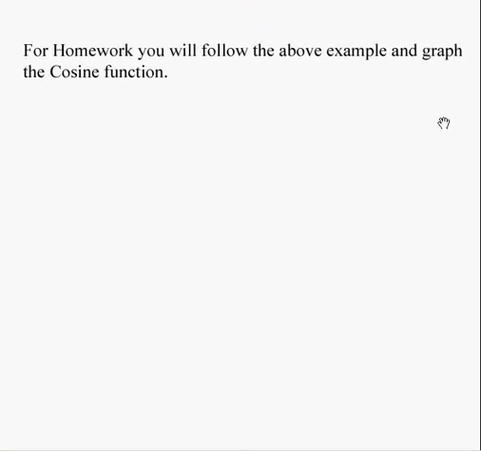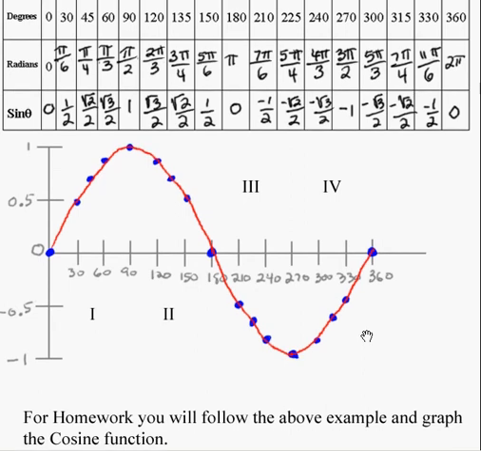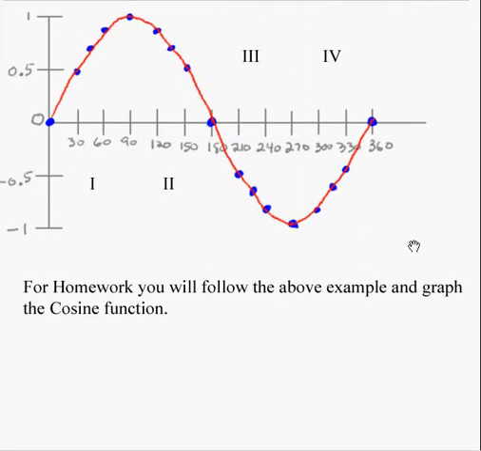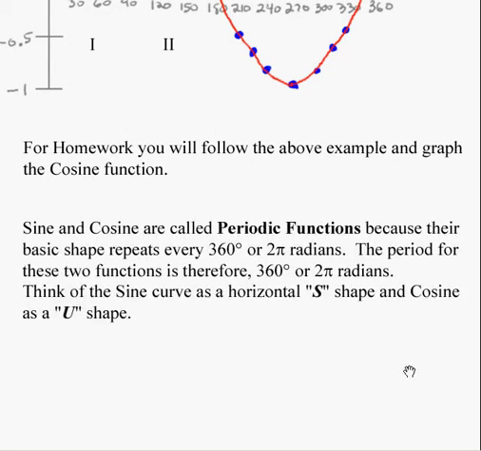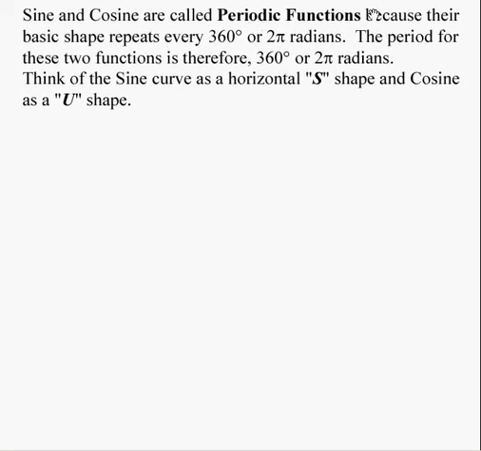All right, what about graphing the cosine? Well, you're going to do the exact same thing we just did with this chart with the cosine as part of a homework assignment, so we're going to leave that for now. And we'll tell you that sine and cosine are called periodic functions because their basic shape repeats every 360 degrees or every 2 pi radians. So we therefore say the period of sine and cosine is 360 degrees or 2 pi radians.